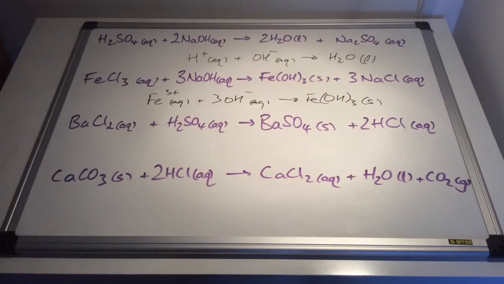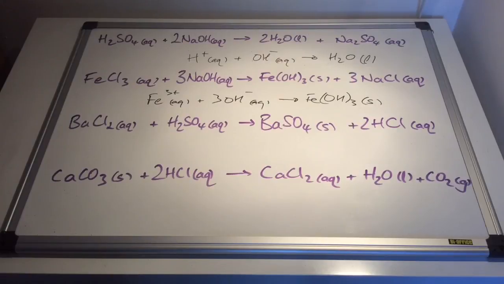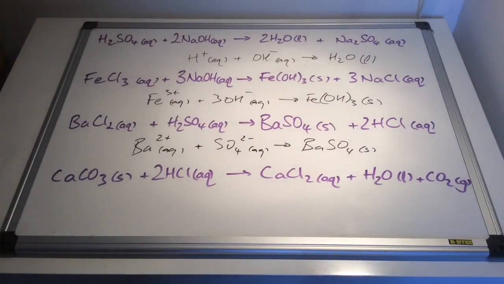There's the answer to the second one. An aqueous iron 3 plus ion combining with 3 aqueous hydroxide ions to form Fe(OH)3, solid iron 3 hydroxide. There's the third one. Aqueous barium 2 plus ions combining with aqueous sulfate ions to form solid barium sulfate.